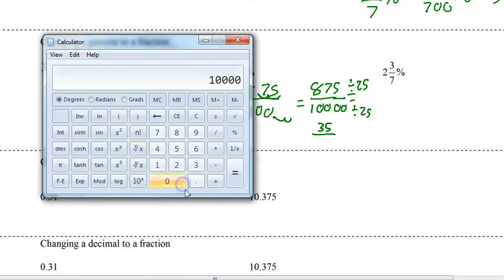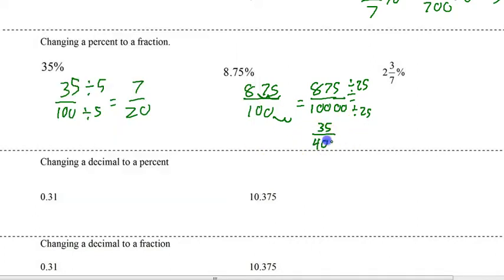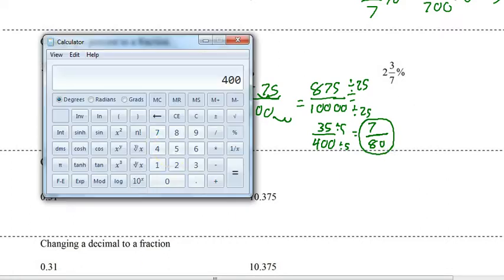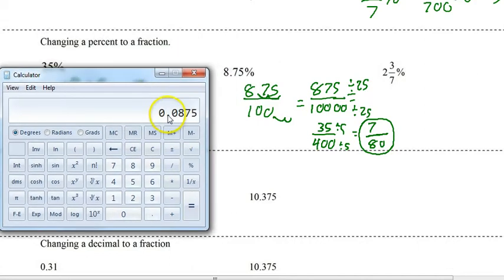The 10,000 divided by 25 is 400. Oh, there's still another 5 in there. So that gives us 7 over 80. And there it is. And again, how do you check it? Plug it back in the calculator. 7 divided by 80. We always want to double check stuff. We get 0.0875. Move it over 2, and it's 8.75.